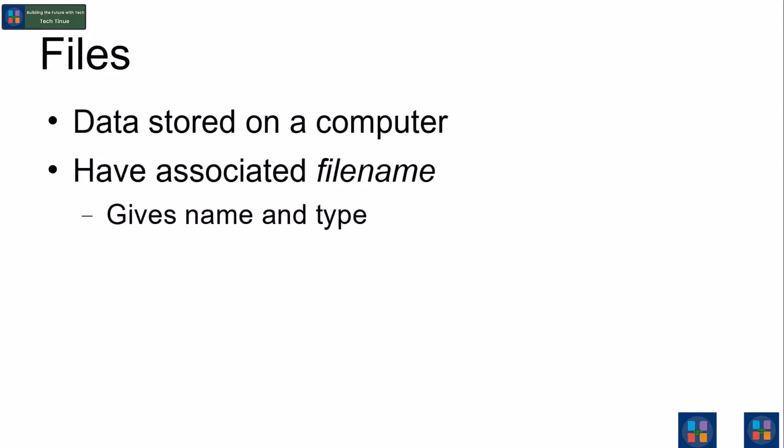Alright, so the next concept I want to talk about is files. So files are data stored on a computer. Now, a computer has a lot of data on its storage, and a file is a cluster of that data that is grouped together into something meaningful. So a file is just a block of data. It's on your computer, and it has an associated file name.